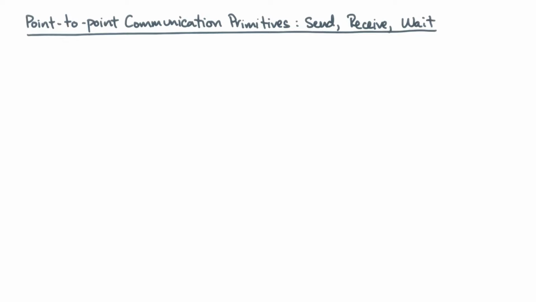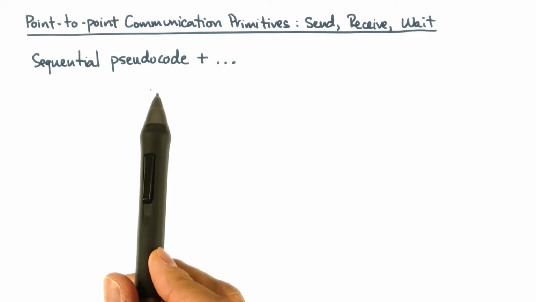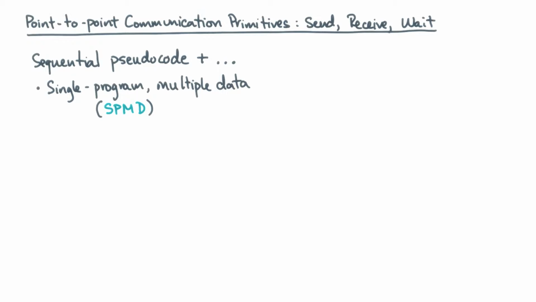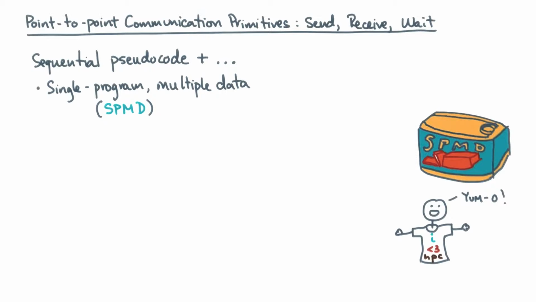Beyond the model, you need a pseudocode notation for formalizing algorithms. So let's start with our traditional sequential pseudocode notation, and let's make the following changes. First, we'll write our algorithms assuming a single program, multiple data style. HPC nerds refer to this as SPMD or SPMD style. The way SPMD works is as follows.